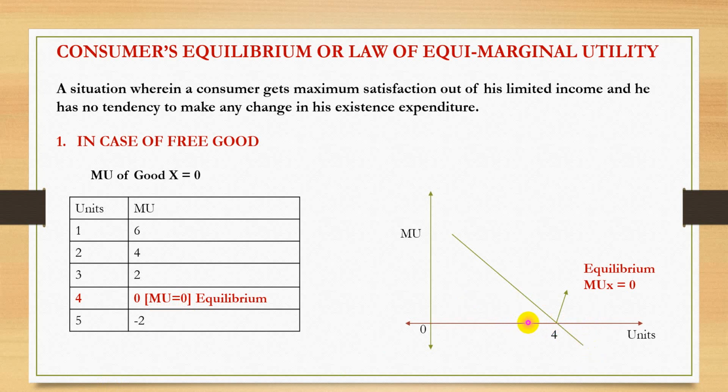So the consumer will not increase consumption beyond 4, nor withdraw consumption to anything less than 4.